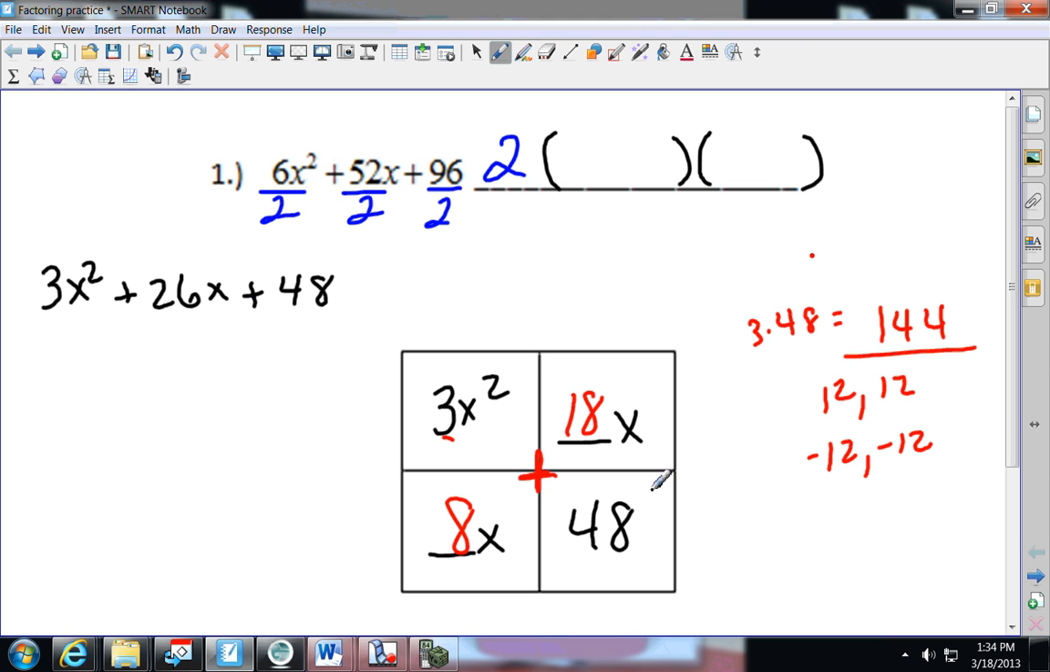Now, 3x squared splits up as 3x times x. If I put the x here and the 3x here, 3 times what gives me 8? That doesn't work very nicely. So let's try it the other way. 3x and x. 3x times what gives me 18? Plus 6. x times what is 8x? Plus 8. So now I have 3x plus 8 times x plus 6.